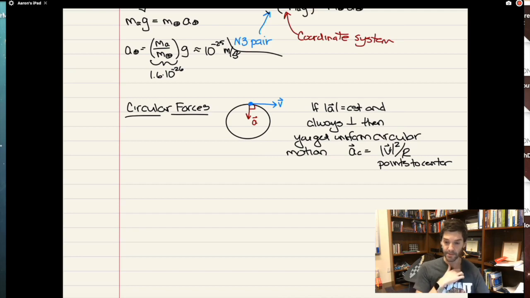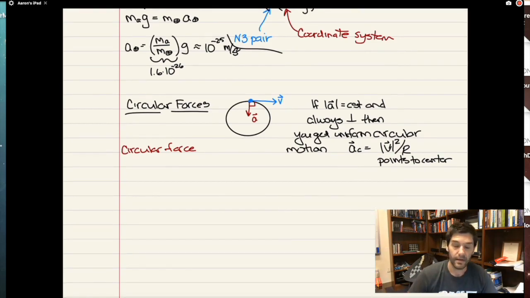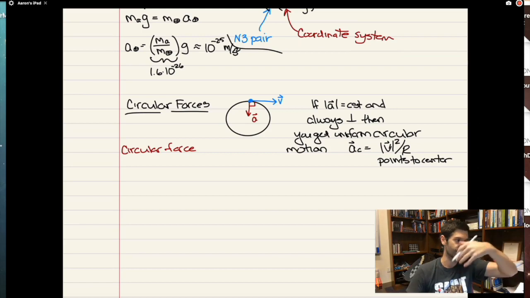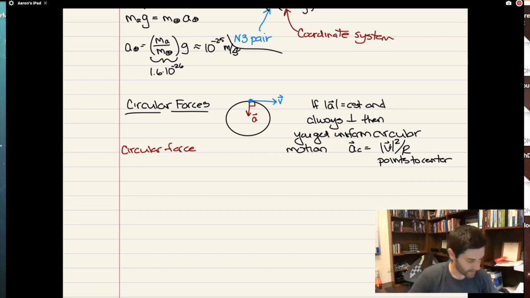We now know, having studied two chapters of Newton's laws, that accelerations result from forces. So we can now define what a circular force is. And it's actually quite straightforward. There's nothing new about circular forces. It's not a new force in addition to friction, in addition to Hooke's law. Circular force is just whatever force provides circular motion.